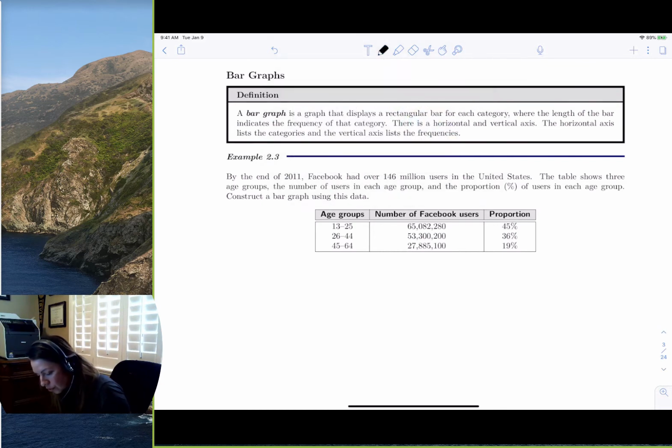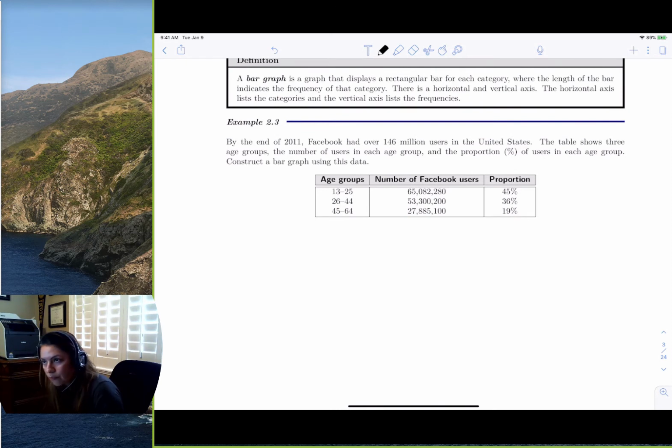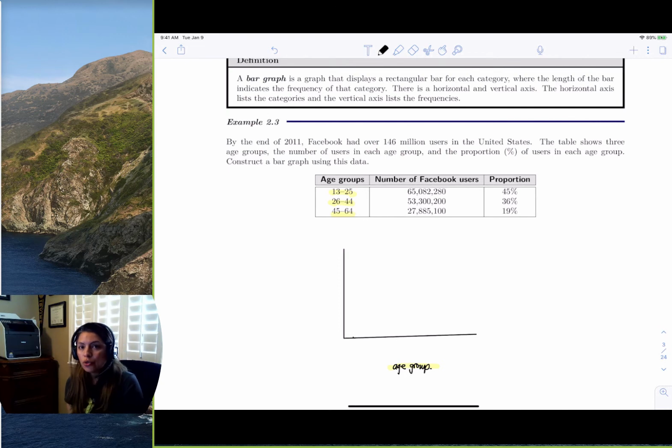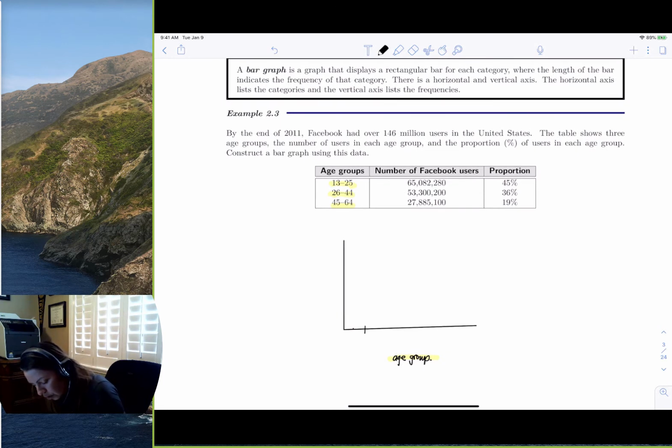Let me go ahead and first draw the first quadrant. And then on the horizontal axis, go ahead and draw the categories. So our categories here are the age groups. So we'll put age groups. In this case, the ages are being treated as categories and not quantitative data. So we have to be careful here when we draw our tick marks. So here would be 13 to 25.